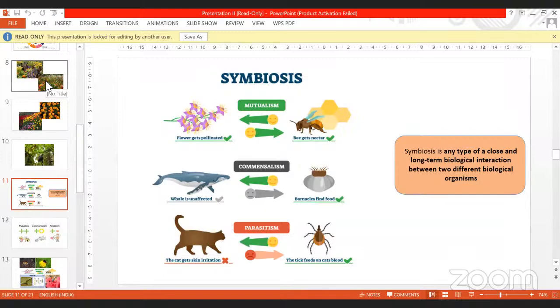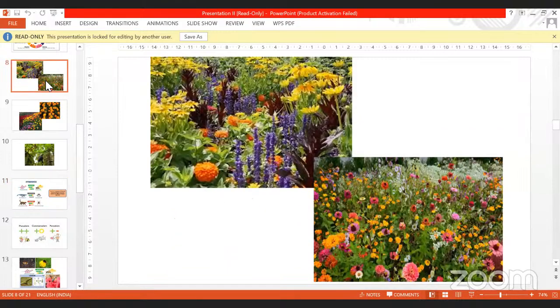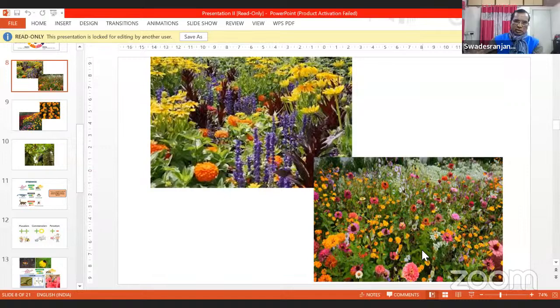Right. So here I can show you another photograph where you can see different kinds of plants and flowers growing together. So please, someone mute yourself. Someone is talking. Okay.